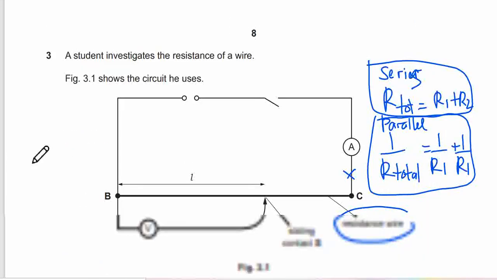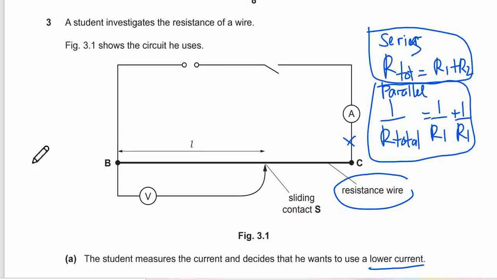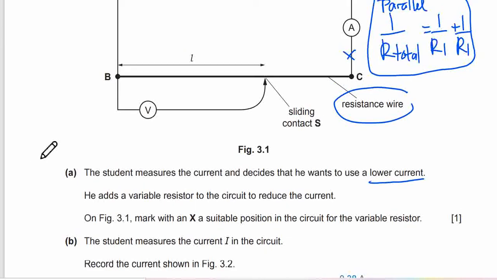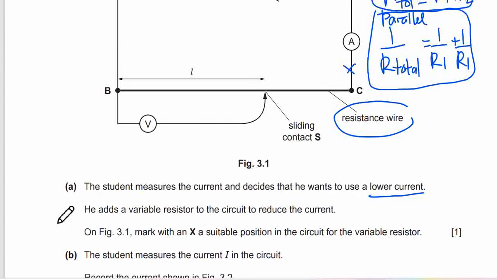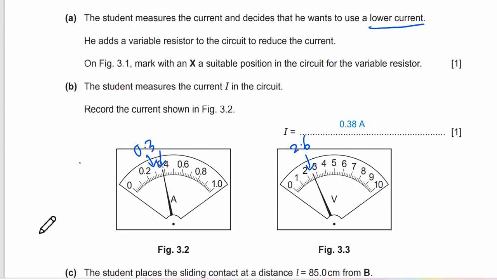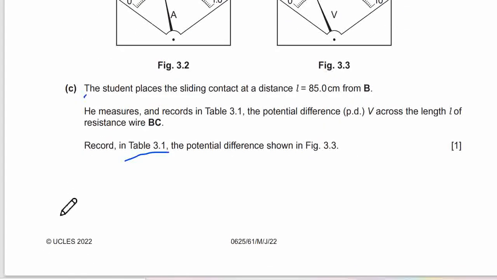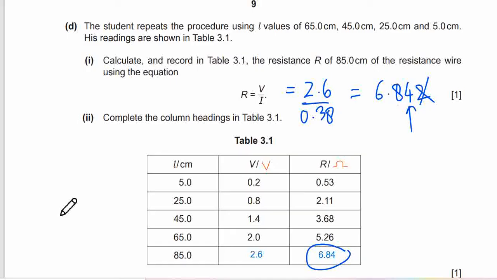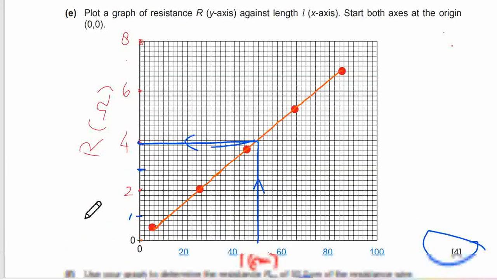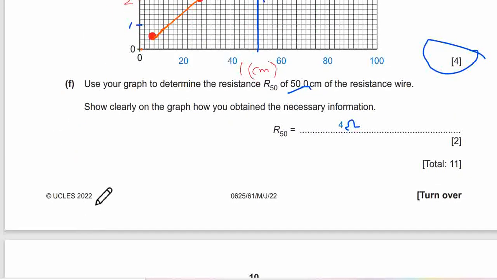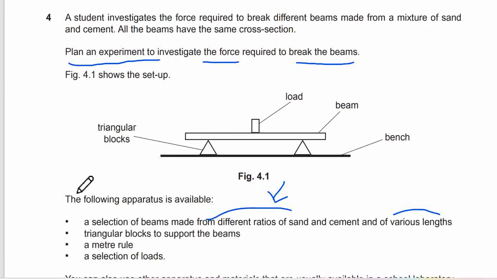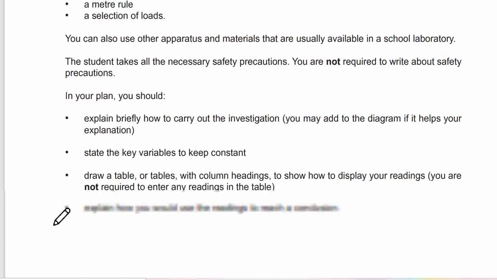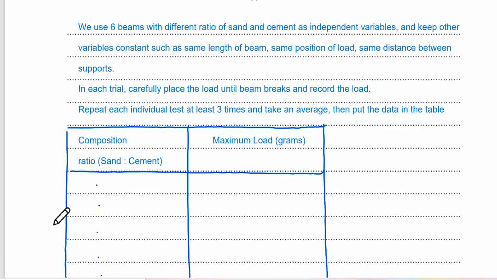Next, we move to the answer for question 3A. 3A here, the X, and 3B, and this is 3C, this is 3D, and then this is 3E, and then this will be 3F. And let's move to question 4. This is question 4, and this is the answer for question 4.